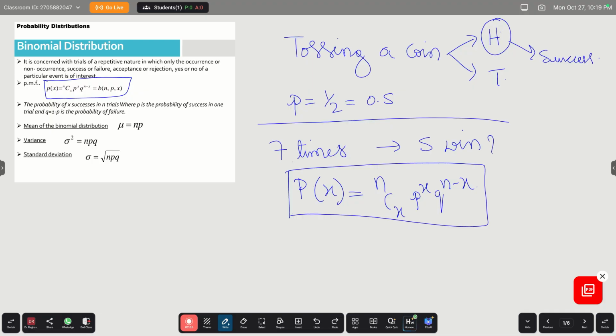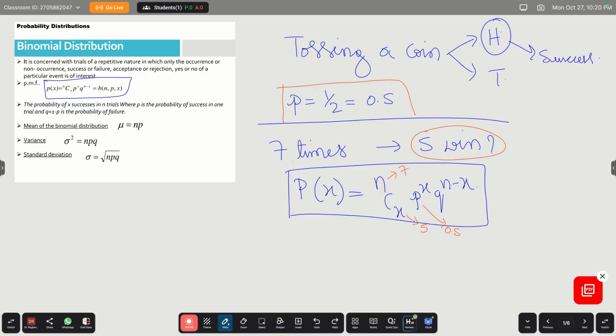That means my n is 7. 7 times I am doing this experiment. And I am interested in 5 successes, so my x is 5 here. And what is this small p? Small p is the probability of success in only one trial. Instead of doing 7 times, if I do only one time, what is the probability of my success? That we have already discussed. It is 0.5. So my p value will be 0.5.